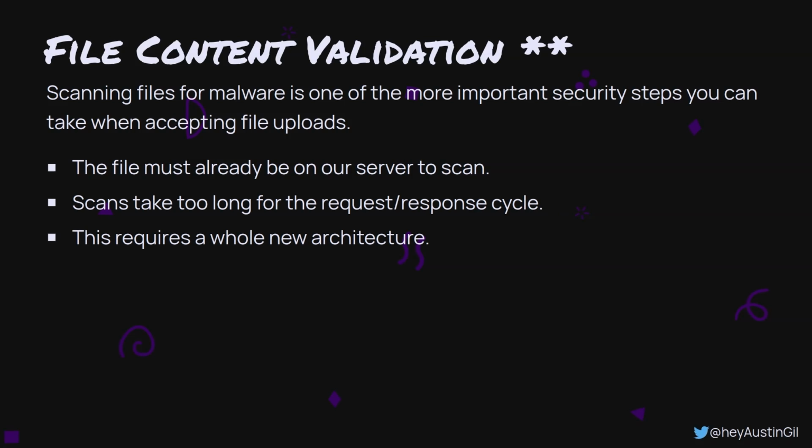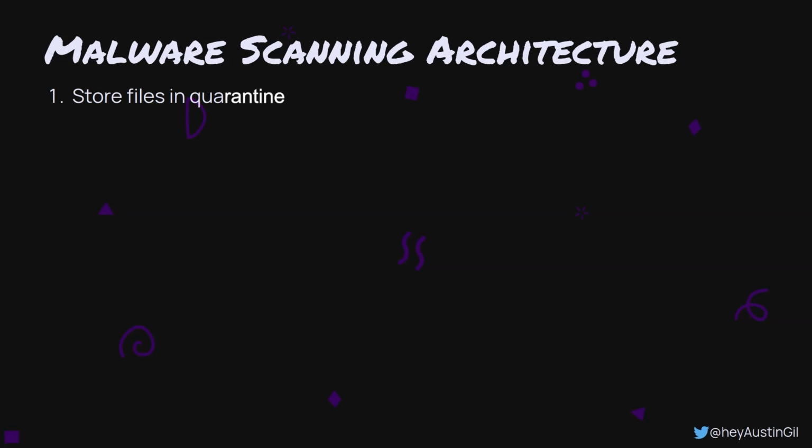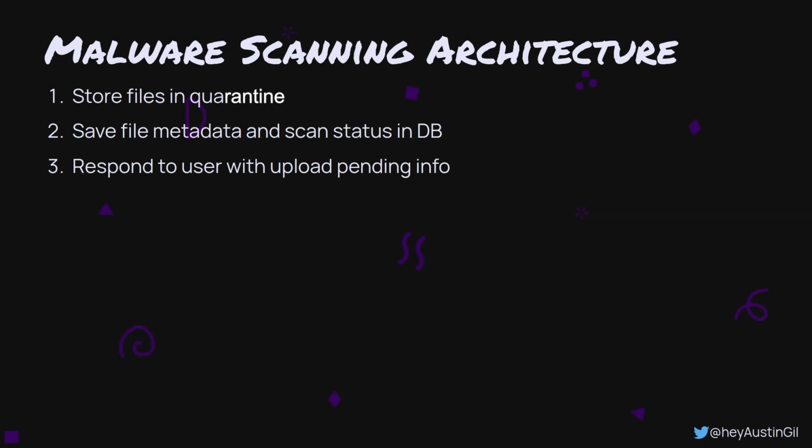So what we need is a new architecture for our file uploads. This is what it might look like, kind of a simplified version. We can take our file uploads and store them in some sort of quarantine on the server, or maybe object storage. We can save the file metadata, and the status on whether it has been scanned yet or completed a scan, in some sort of database. Then, before we actually do the scan, we can respond to the user and let them know that the file has been uploaded, we've received it, but it's in a pending state because it still needs to be scanned.